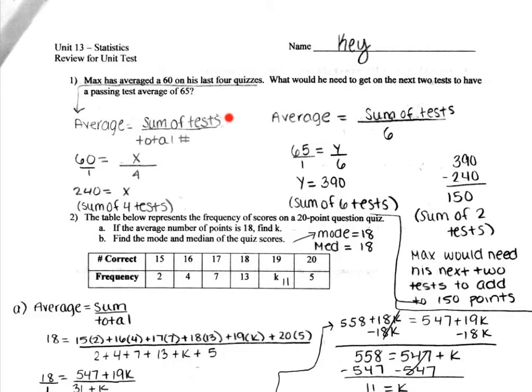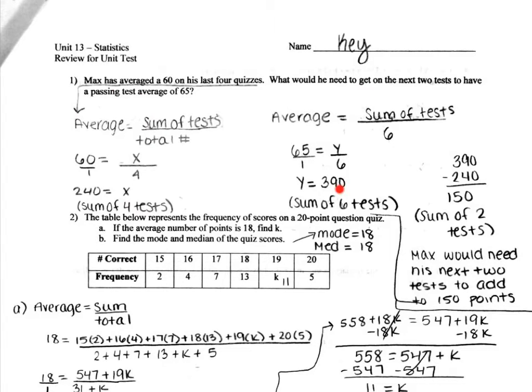Now let's use this information to help us answer the second part of the question. He now wants to know what he needs to get on the next 2 tests so that his average is a 65. So we know again that the average is the sum of all tests divided by the total number of tests, this time 6. So his average, 65, equals the sum of all 6 tests divided by 6. We cross multiply and we get y is equal to 390.